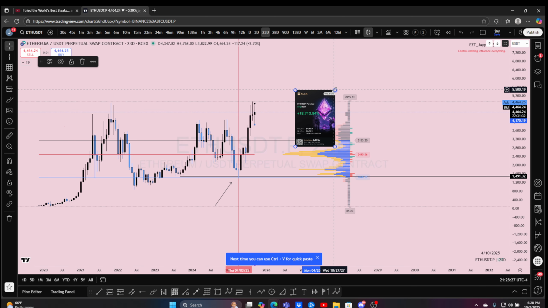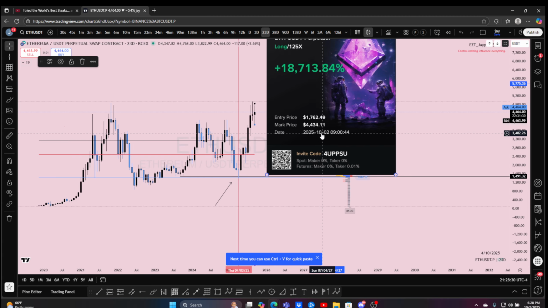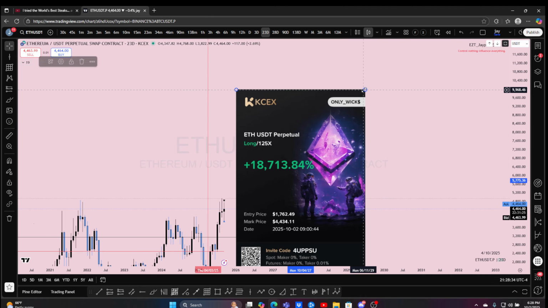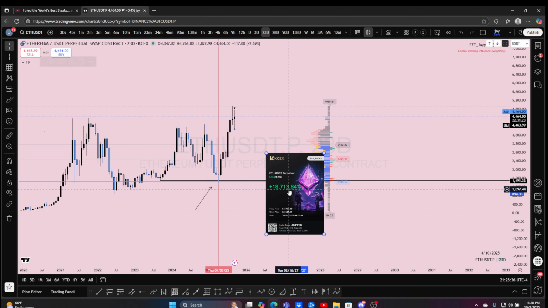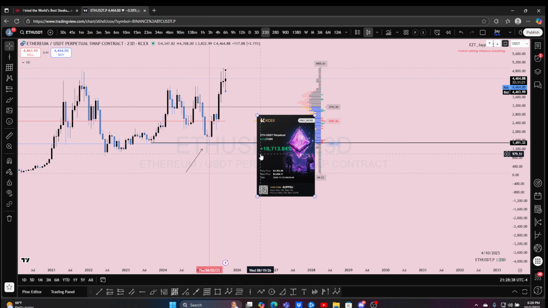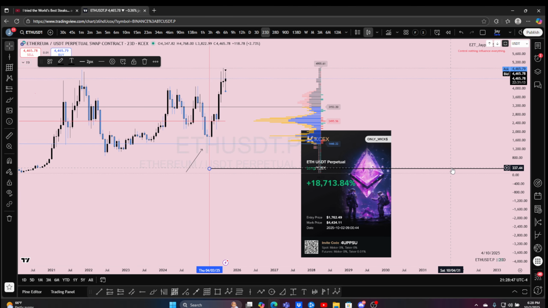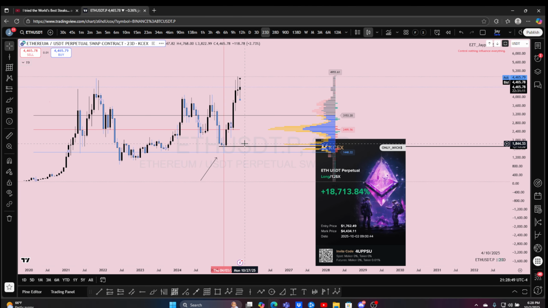Right? Check the date. 10:02. So this was a screenshot from today. Okay, so now you guys can see I'm still up 187x on my ETH long from where? 1762. Again, that is your now higher low entry off of your yearly open low, right?